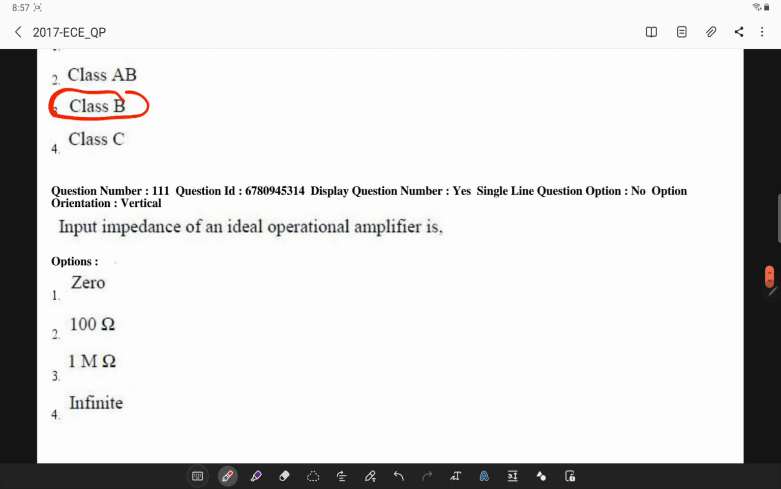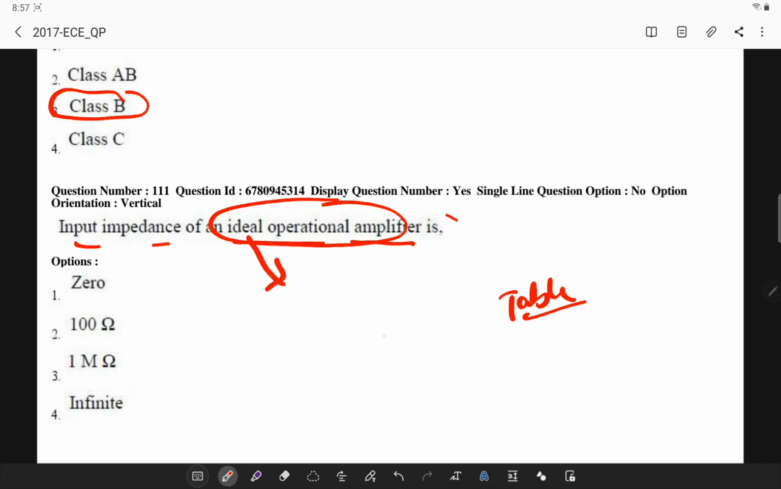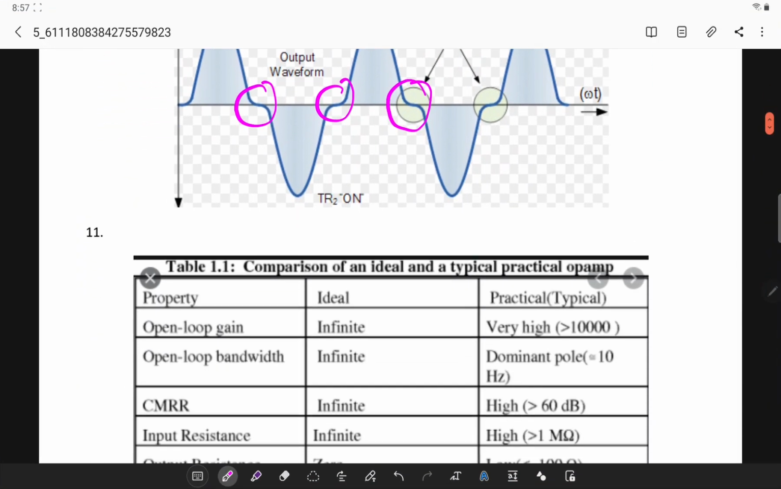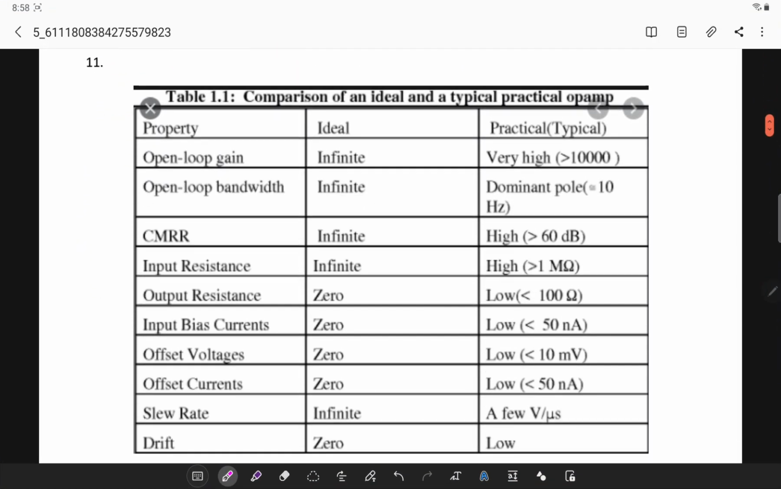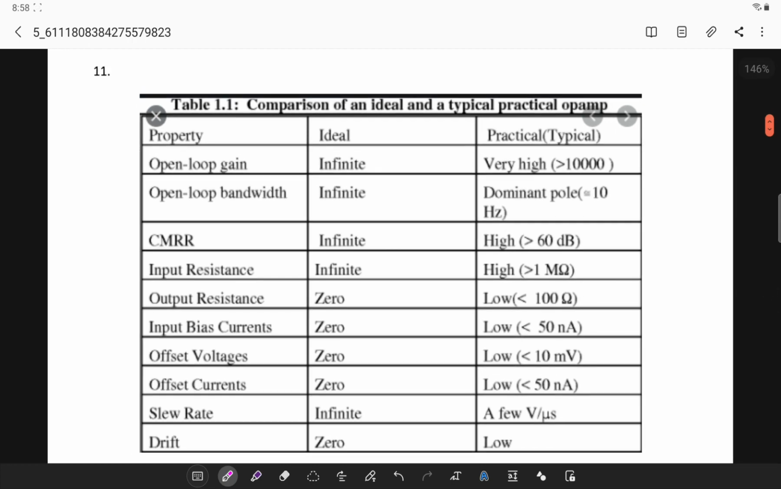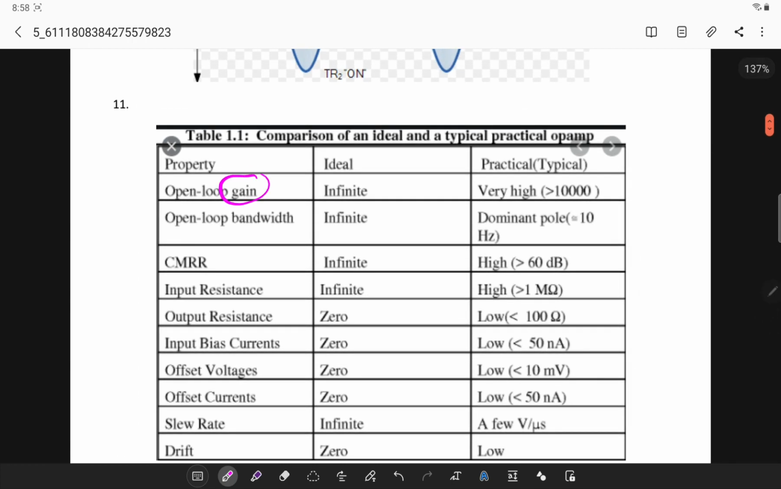Next, what is the input impedance of an ideal operational amplifier? Now the student also has to remember a table which will have all the properties of an ideal op amp. This is a table which represents the ideal values of an op amp. The gain of an op amp is very high, therefore it is ideally infinite, or practically it is approximately greater than 10,000. Also the bandwidth is infinite.